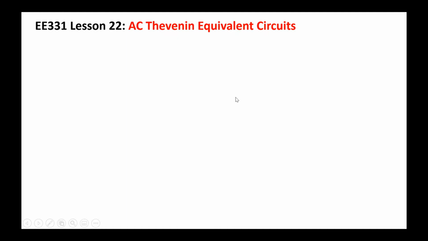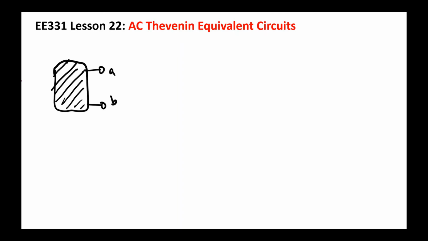Welcome to EE331 Lesson 22, where we'll discuss AC Thevenin equivalent circuits. Yes, I know many of you were probably dreading this when you started seeing how AC would mirror DC, and we mentioned the words linear circuit in the last lesson. Recall that Thevenin's theorem states that any two-terminal linear circuit can be represented by an equivalent model.